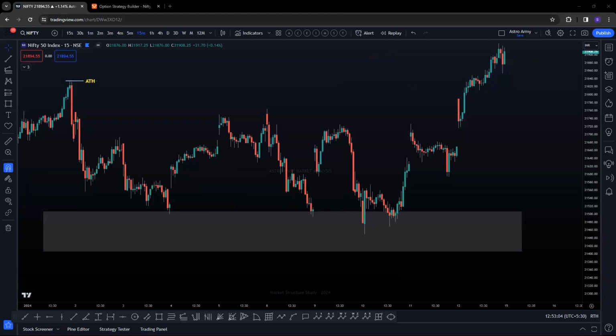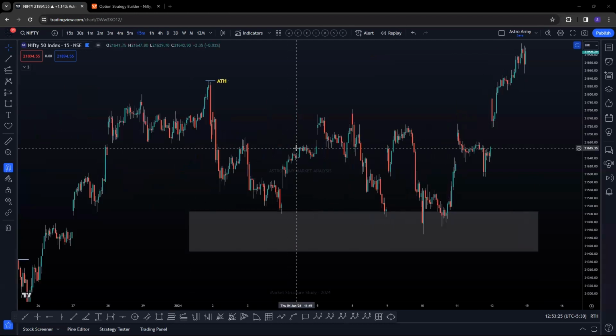So for that, what level did we have? We had a pivot zone around 21,530 to 21,555, this 25 points zone, right? So we had this as a pivot zone. If the market is sustaining above this, it's a bullish sign, right? So we had a breakout, everything went as per plan. Now what next is the question.